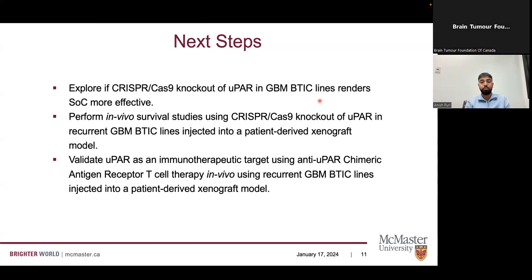this uPAR protein. And finally, a very exciting angle of this project is that we're going to validate uPAR as an immunotherapeutic target using anti-uPAR chimeric antigen receptor T cell therapy. That's CAR T cell therapy, which is a popular form of immunotherapy and is becoming more widely used. We're going to try this in vivo using the recurrent GBM BTIC lines injected into a patient-derived xenograft model.